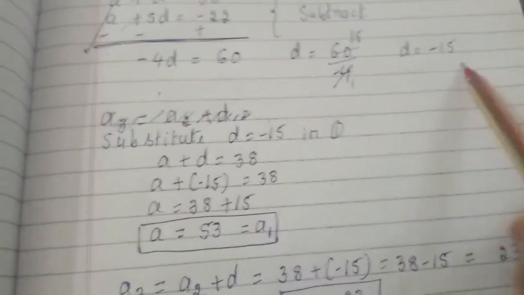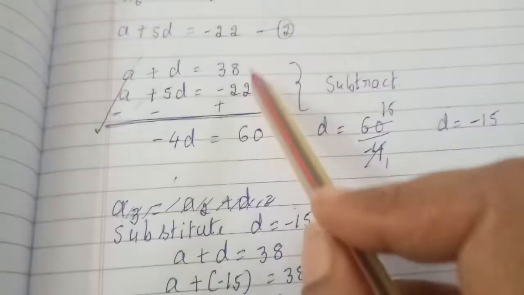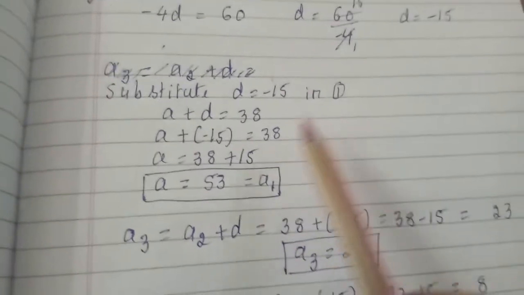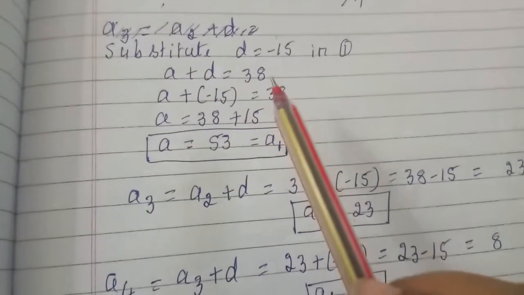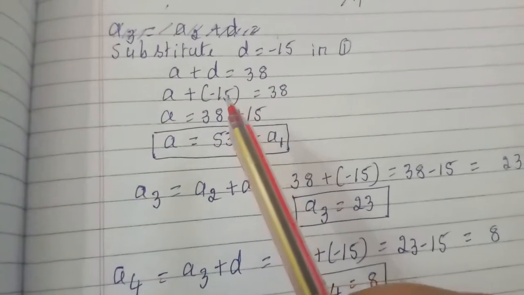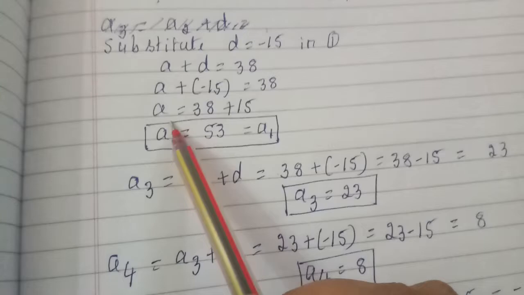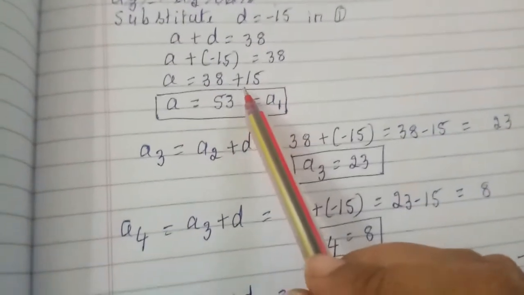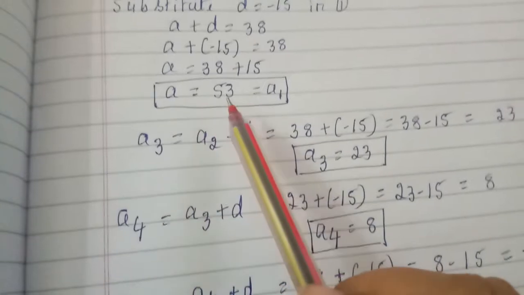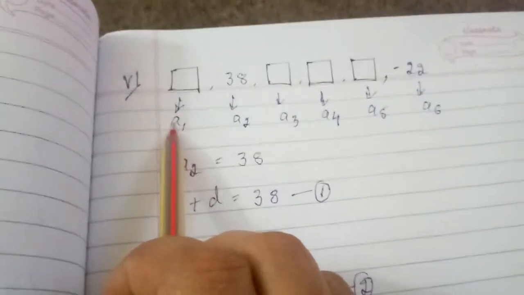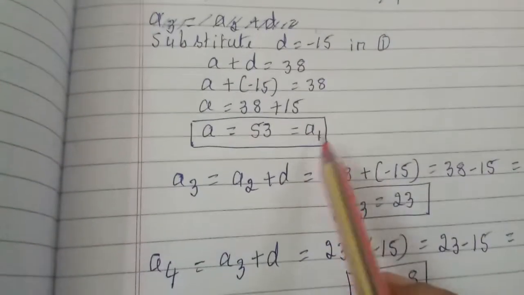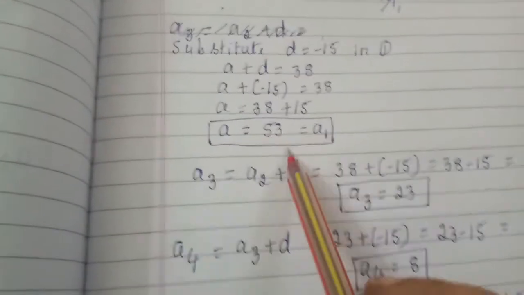Now you got D. Substitute D in any one of the equations as you wish. So I am substituting in 1. A plus D equal to 38. In place of D, you write minus 15. A plus into minus, minus. Send minus 15 this side, you will get plus 15. So A is 53. So your unknown term, the first term, you had A1. So now I got A. As you know, A can also be written as A1. So we got the first term 53.